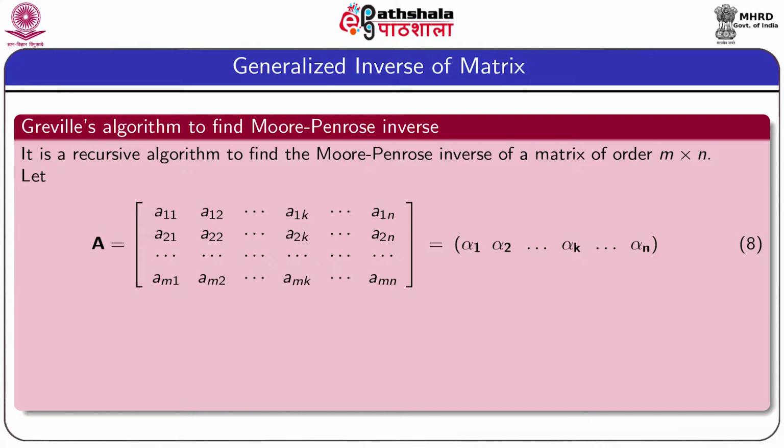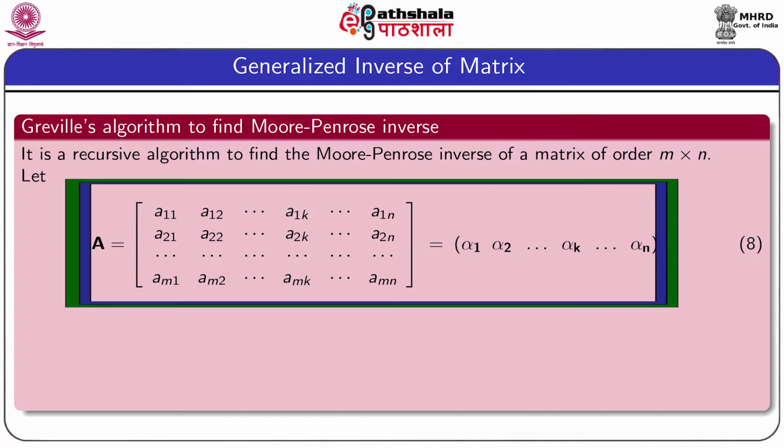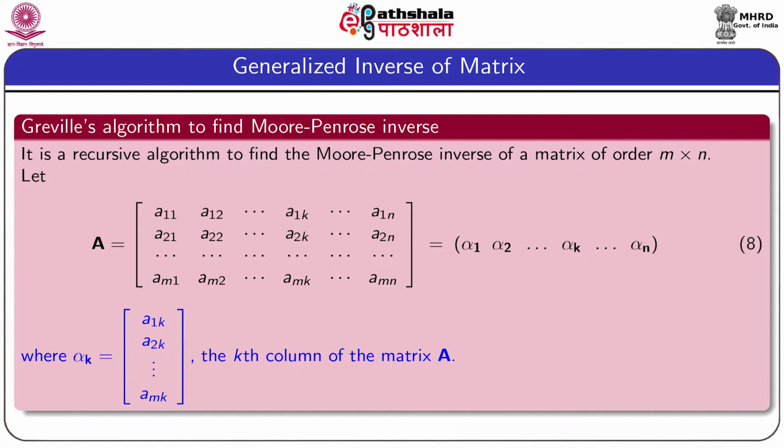Let A be a rectangular matrix of order m by n, that means the matrix contains m number of rows and n number of columns, and this matrix is denoted by n column vectors alpha 1, alpha 2 up to alpha k, dot dot dot alpha n, where alpha k, the kth column of the matrix A, is a column vector and the elements of this column are a1k, a2k up to amk.